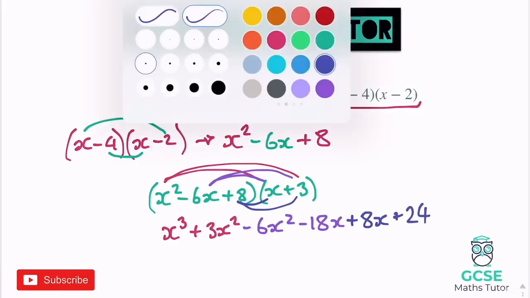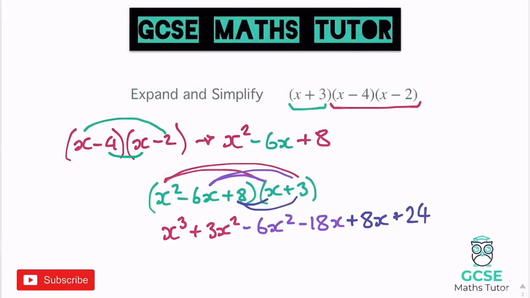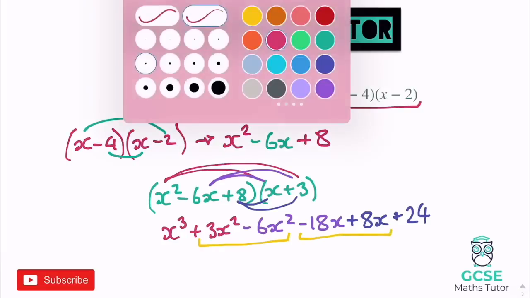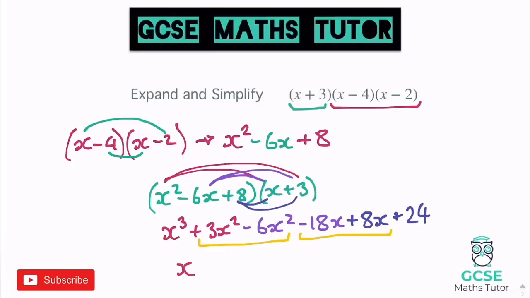And then again, just have a quick look which ones we need to tidy up. Because of the order that I've done it in, they end up sitting next to each other. So we've got the 3x squared minus the 6x squared, and the negative 18x plus the 8x there. So if we tidy all this up, we still have our x cubed at the start. Positive 3x take away 6x leaves us with negative 3x squared. Negative 18x add 8x leaves us with negative 10x. And then the plus 24 at the end. And there we go, there's another one tidied up.